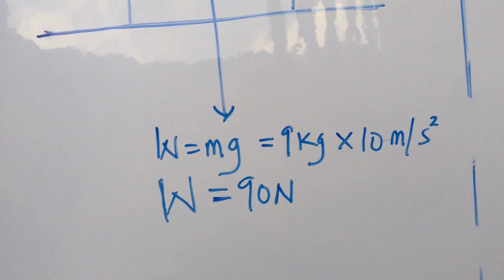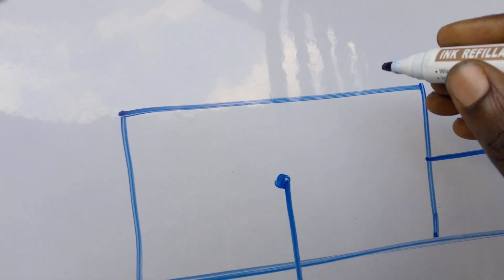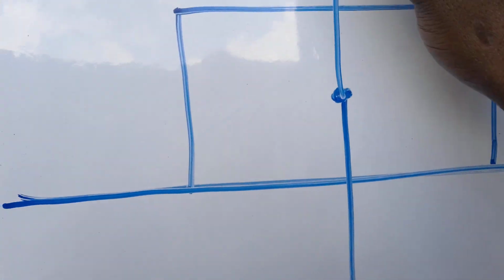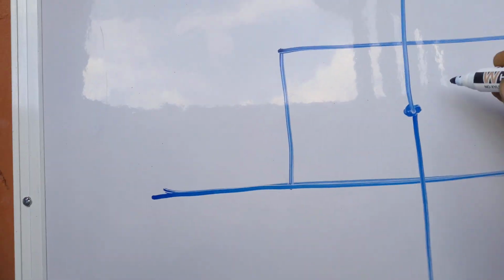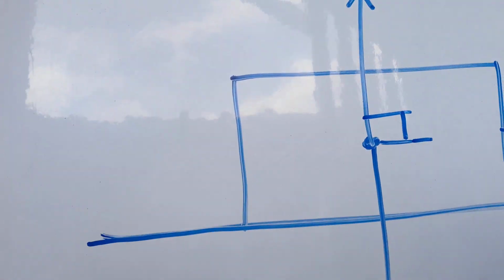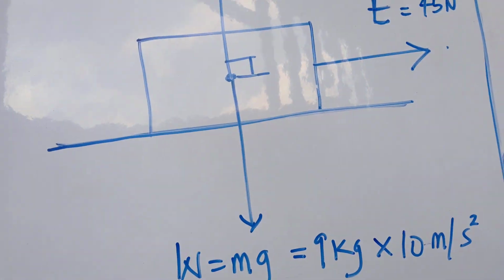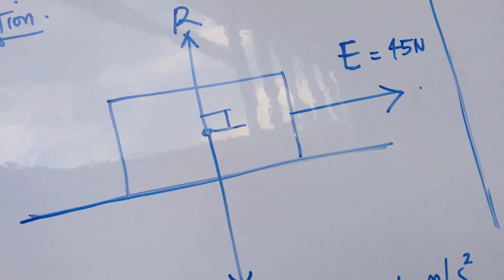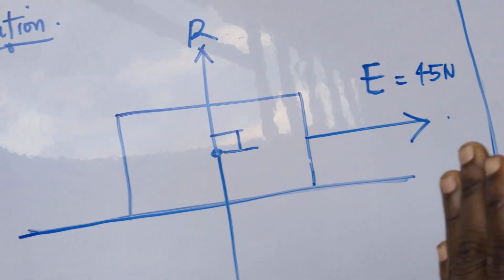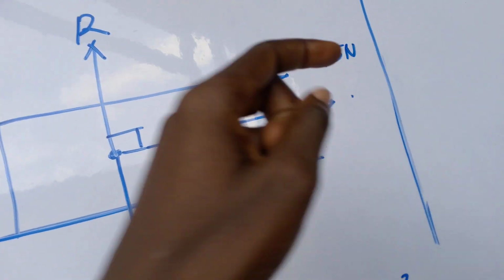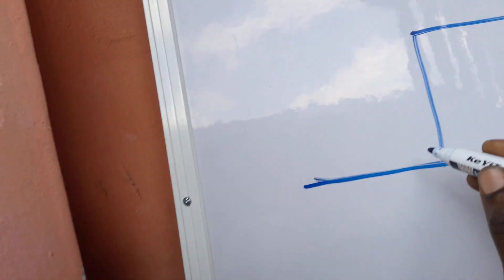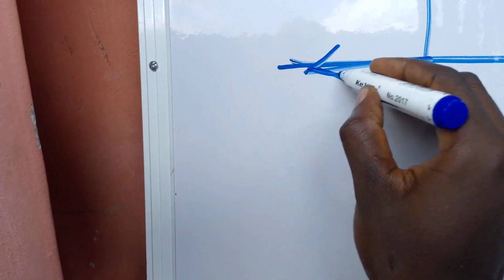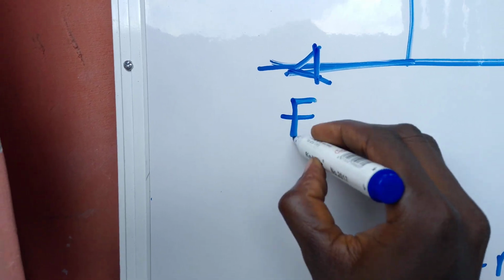Now I will look for the normal reaction. The normal reaction is R, the arrow acting at 90 degrees to the surface. If this block is moving this way as a result of the effort applied, the block is moving towards the right. Friction force will act opposite the direction of motion. That means friction force will act towards the left.